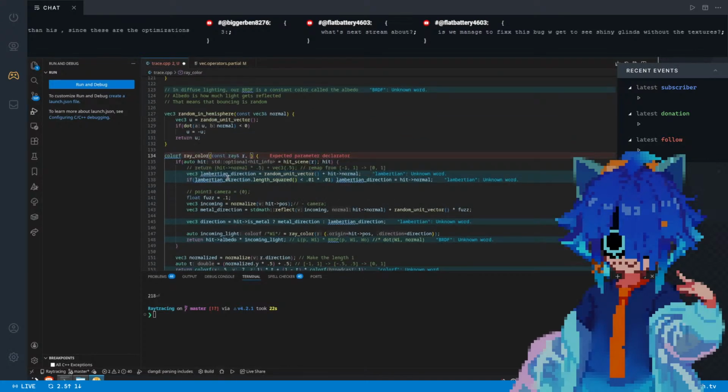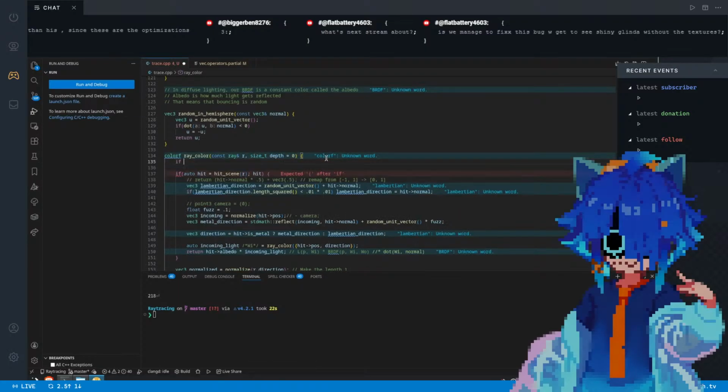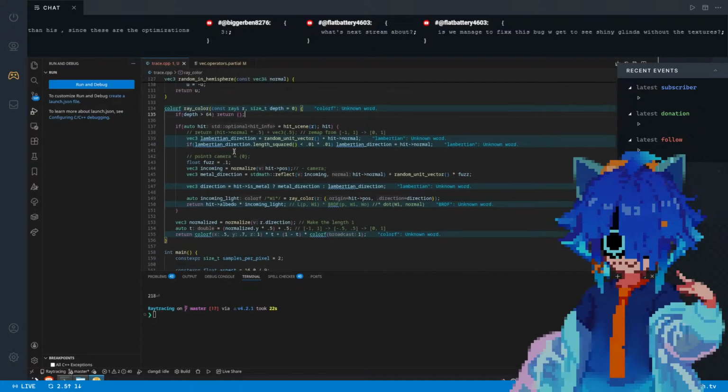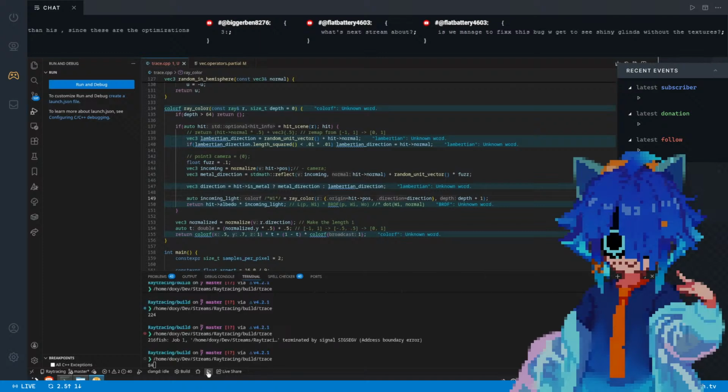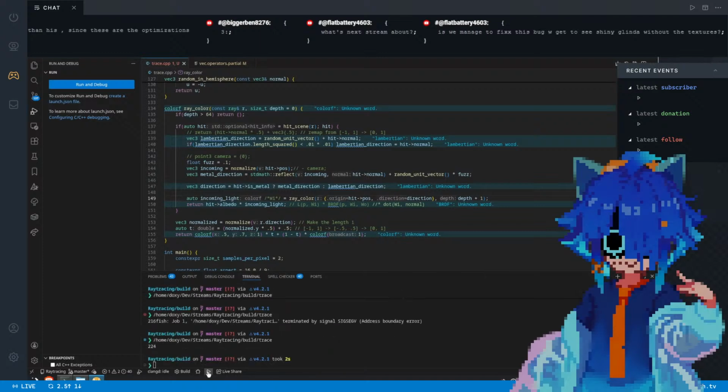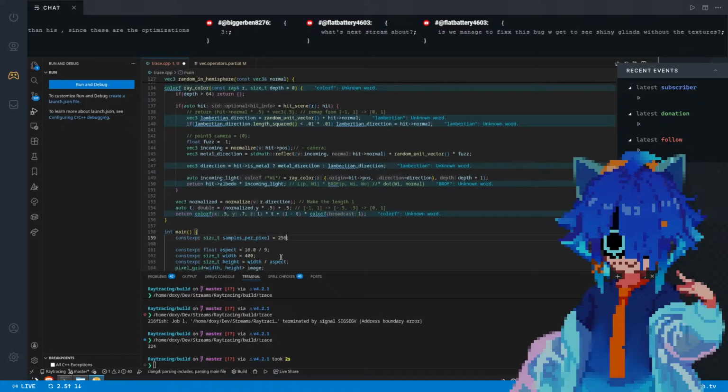Because we should have a size t depth equals 0 here. And then if the depth is bigger than like 64, then we're just going to return black. And every time we call ray color, we're going to give it depth plus 1. We are stack overflowing. That's the problem we're hitting. It's not a math problem. It's a me problem. It's an implementation problem. So let's go 256.